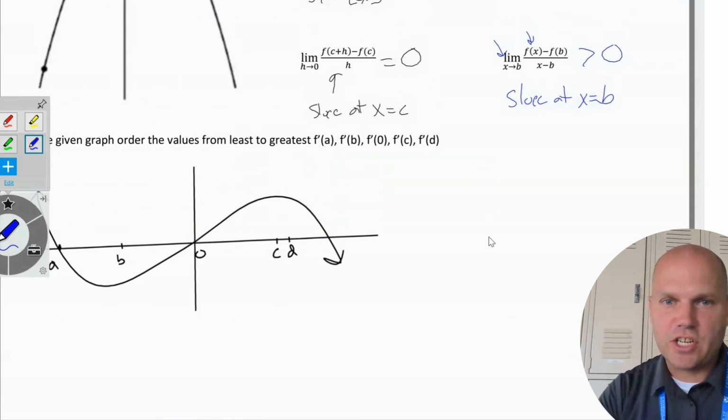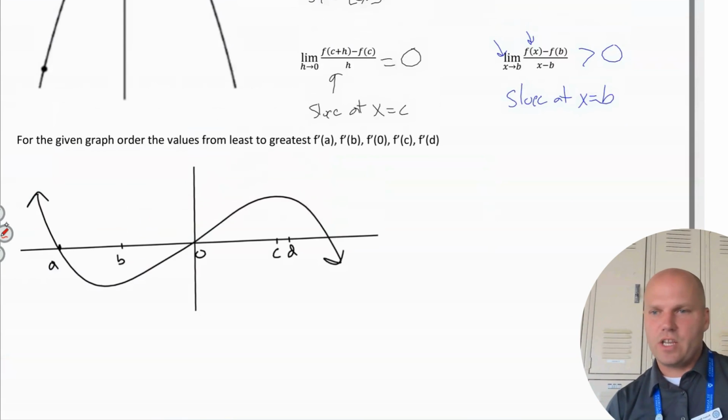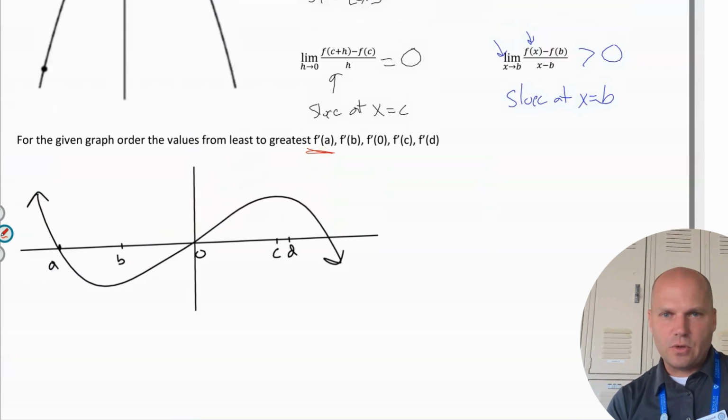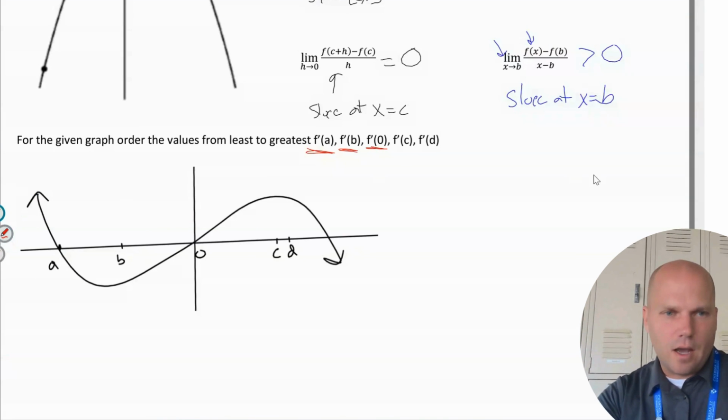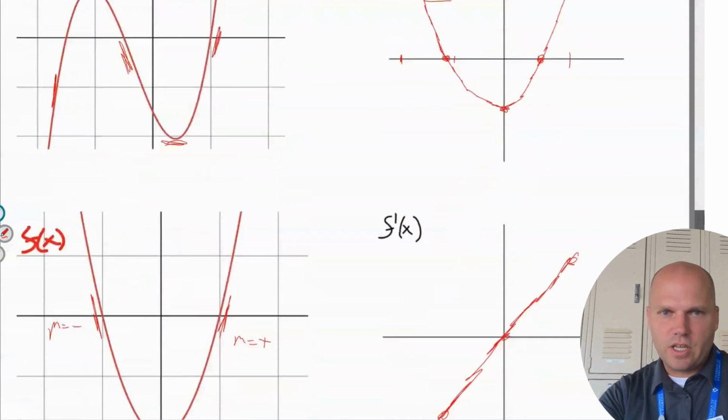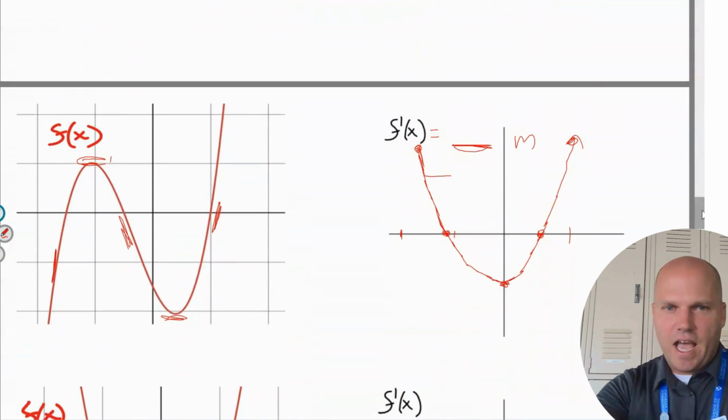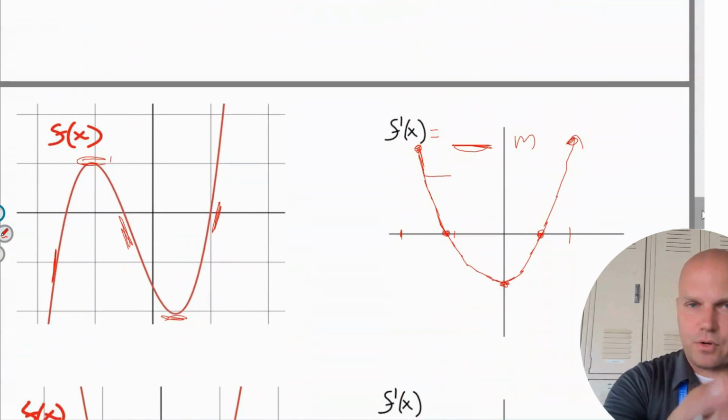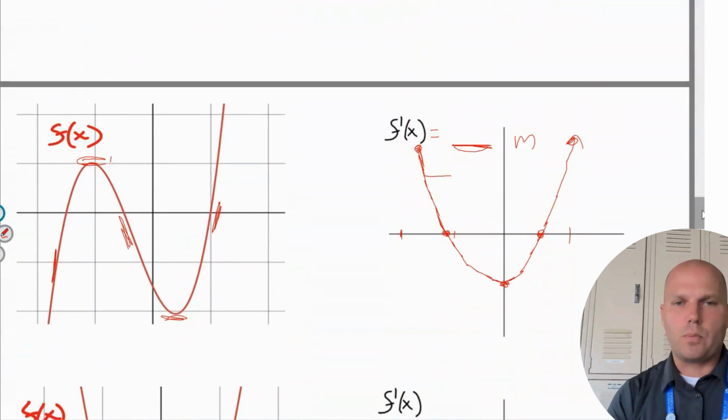And now I'm changing it up. Instead of giving you limit notation, I'm going to give you this notation: f prime of a, f prime of b, f prime of 0. All you need to know, and this is what Newton did, is that every f has a slope graph. We will call the slope graph f prime graphs.